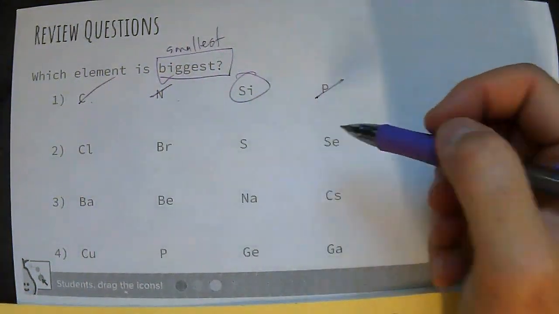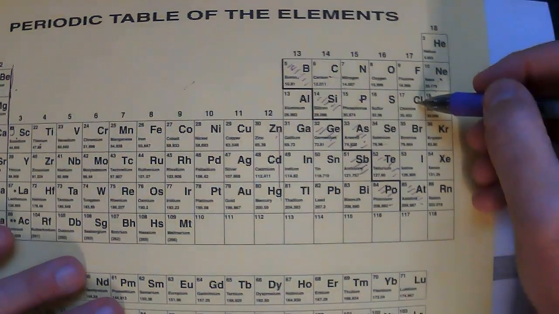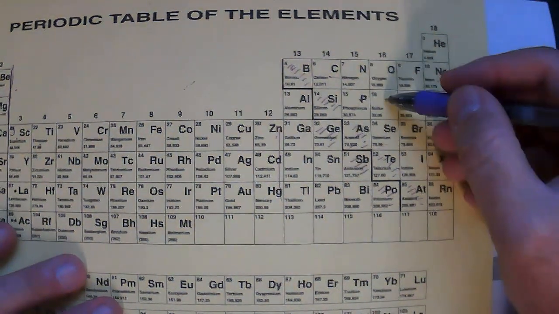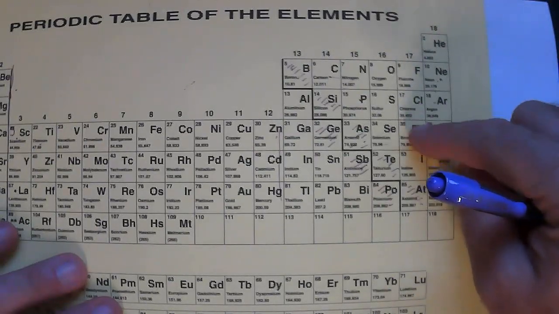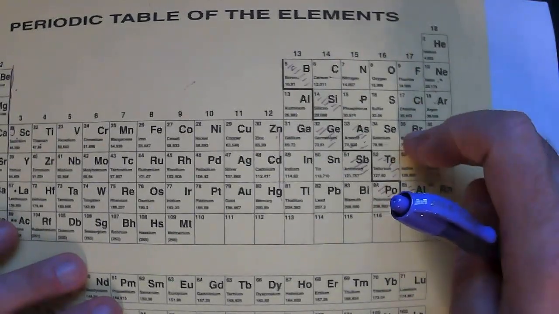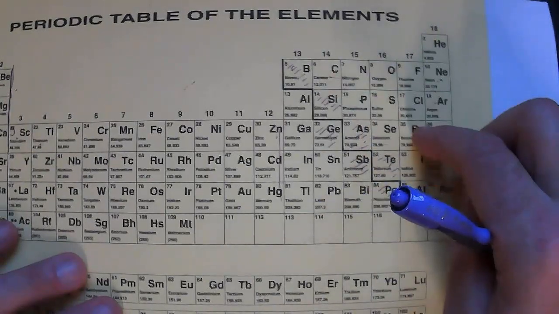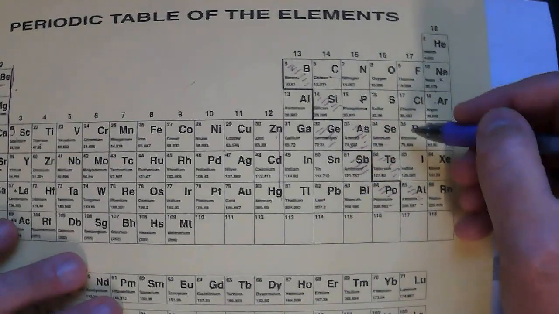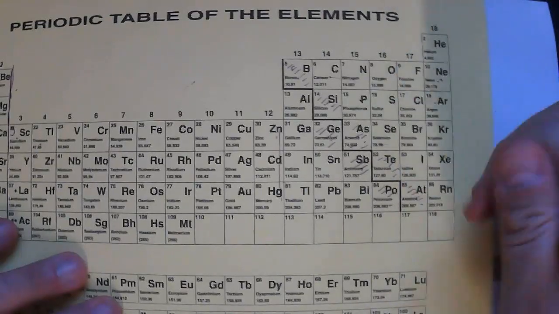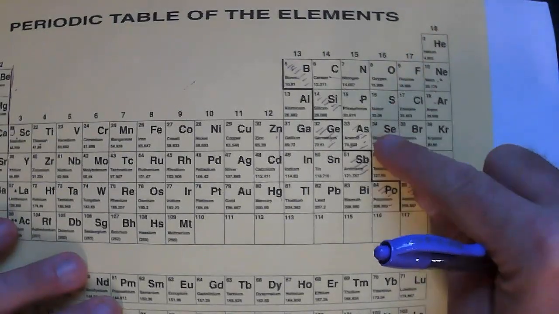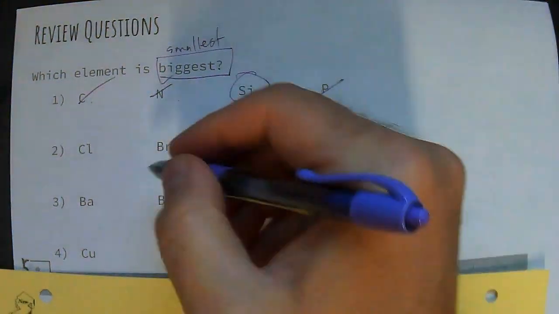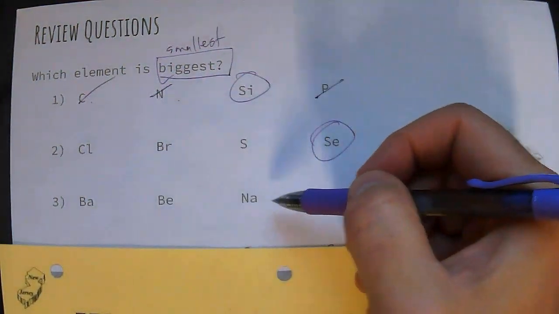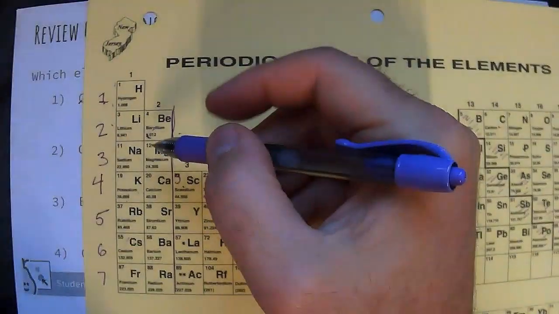Cl, Br, S, and Se. So we compare Cl versus Br. Br is still it. Br versus S. Br is still it. Going up and down is way more important than going left and right. Okay, and then Br versus Se. Se is bigger.